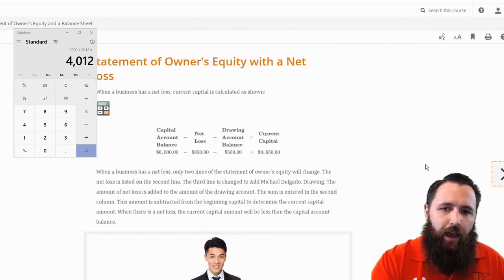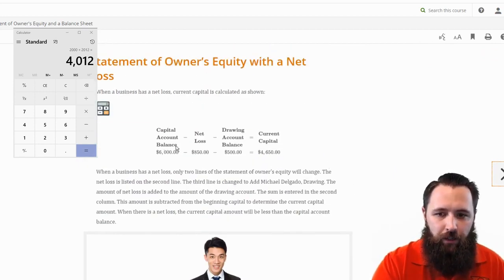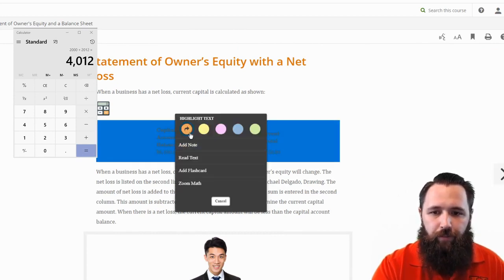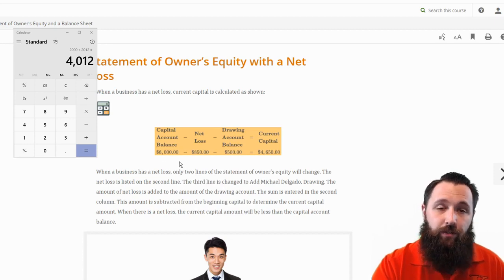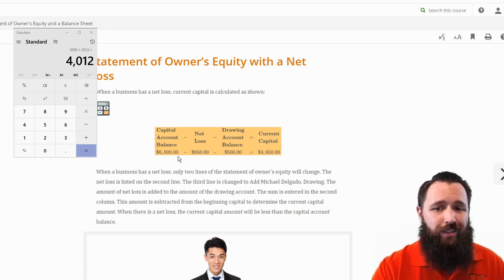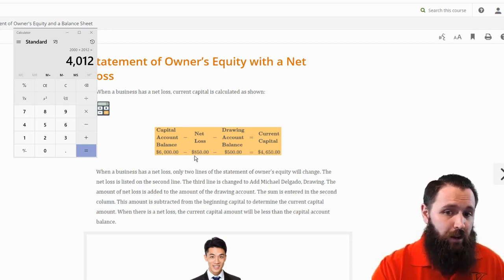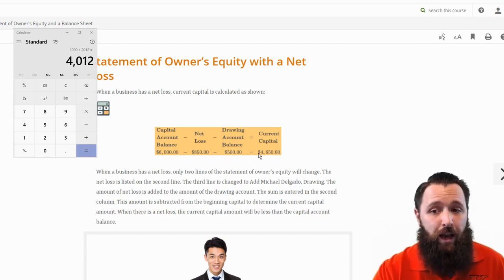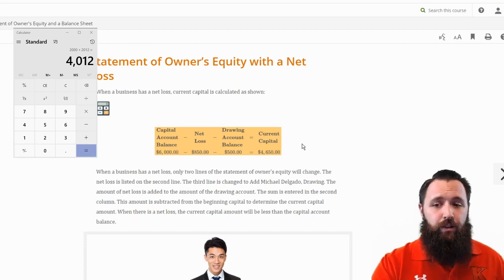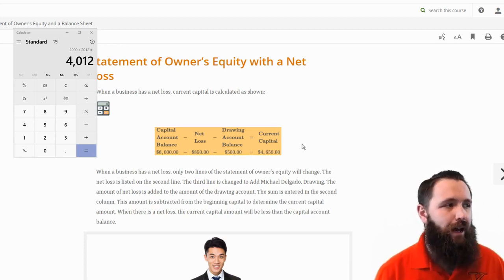Then they kind of say, what happens if you have a net loss? Well, here we go. We have our capital account balance, and this would be on the 1st. We would say this on the 1st is $6,000. If we have a net loss, we're just going to subtract that amount, right? So it's going to be the $6,000 minus the $850. And then the drawing account is also negative. So it's $6,000 minus $850 minus the drawing account of $500, and then our new capital would be $4,650. This would mean that Michael Delgado's capital has gone down from the beginning of the month.